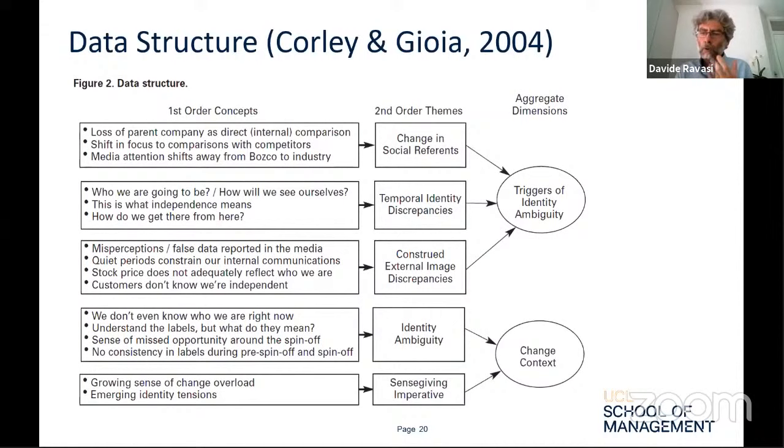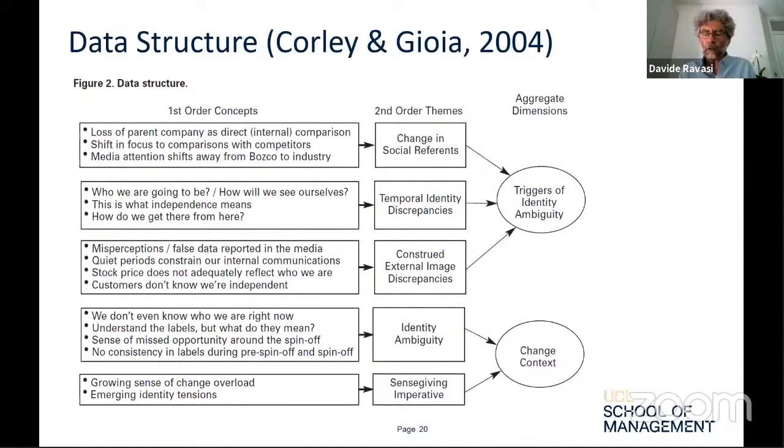Or they could tell us, after Botsco was spun off, there was a change in social reference, there were temporal identity discrepancies and there were construed external image discrepancies. This caused some identity ambiguity, which triggered a sense-giving imperative for the managers. You see how this becomes even more parsimonious. They're still telling us what happened, but in much less empirical detail. They just grasp the theoretical essence of what went on. Or they could be even more parsimonious and say, after it was spun off, there were some triggers of identity ambiguity, and then depending on the change context, other things happen. This is just part of the data structure.